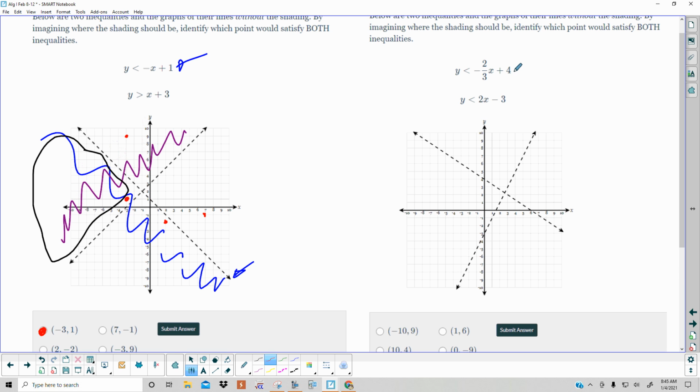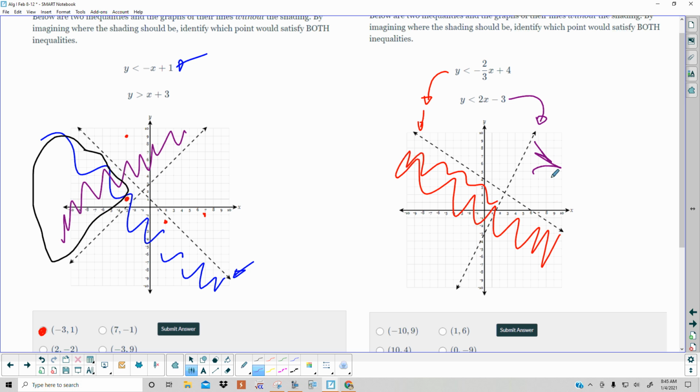So starting with this one, the y-intercept is 4, so that's this line. This one is this line. Okay, y is less than, so you're going to shade below it. Less than is below that line. So that means this one is this one. Y is less than is below that line. Less than is below it. So I'm going to shade this side.